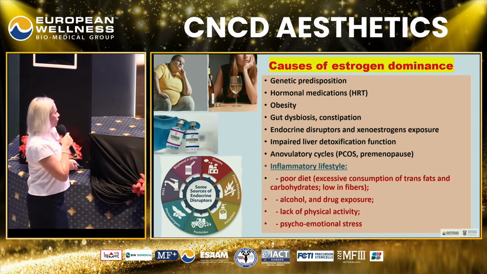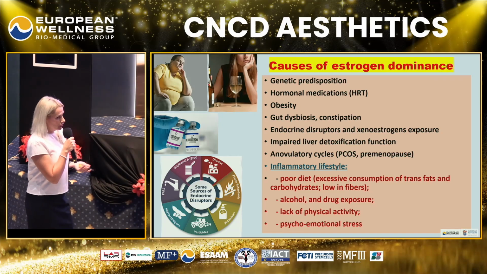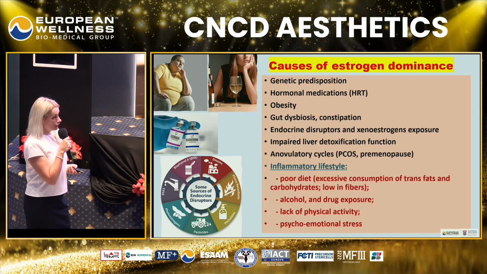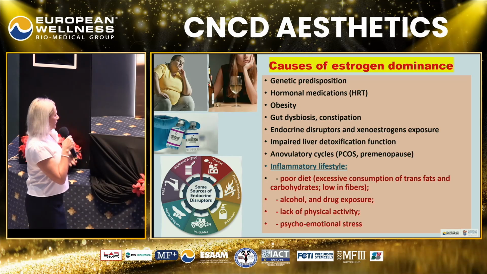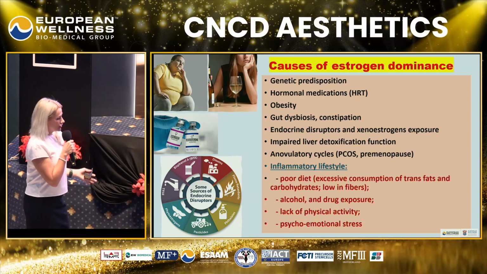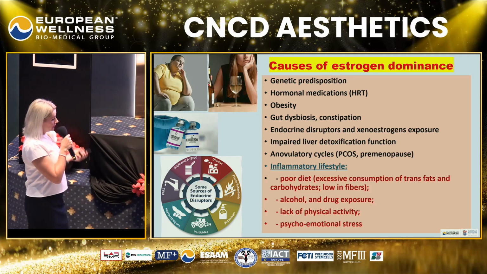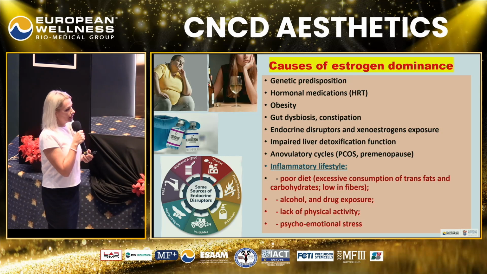Inflammatory lifestyle. So what does inflammatory lifestyle mean? Of course, it's a poor diet, excess of trans fats, excess of carbohydrates, of processed foods, low in fiber, low in protein. All this leads to promotion of inflammation, chronic low-grade inflammation in our body. Alcohol consumption, drug exposure, lack of physical activity, and of course emotional stress. All these factors promote oxidative stress, and oxidative stress leads to excess of inflammation. Inflammation leads to hyperactivity of enzymes such as aromatase and other enzymes that lead to excessive production of estrogens, and at the same time inhibits the detoxification enzymes in the liver.